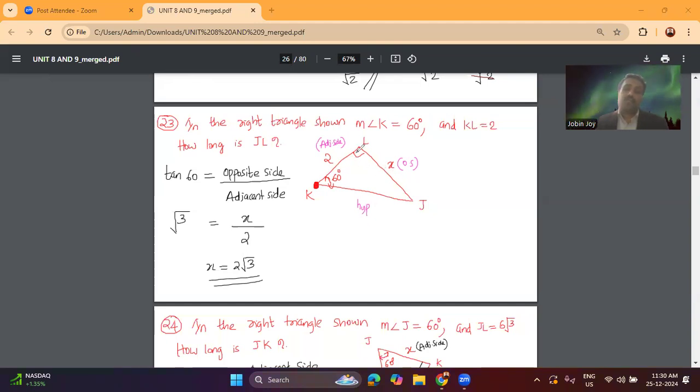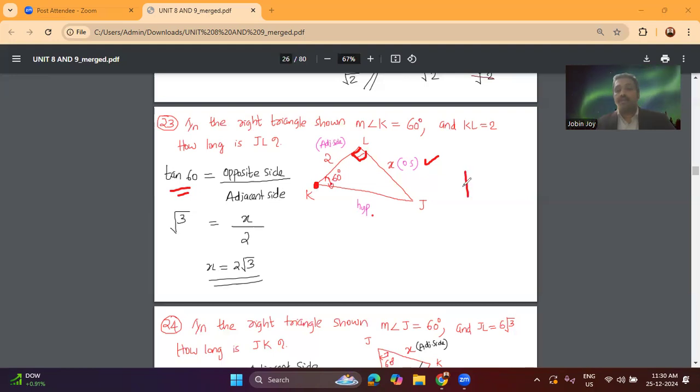So this is the right angle triangle, so this is the hypotenuse. The side opposite to the angle is the opposite side. So I'm going to calculate the opposite side, and I know the adjacent side. So opposite and adjacent, I can apply tan. So tan 60 is equal to opposite side divided by adjacent side. Opposite side is x and adjacent side is 2.